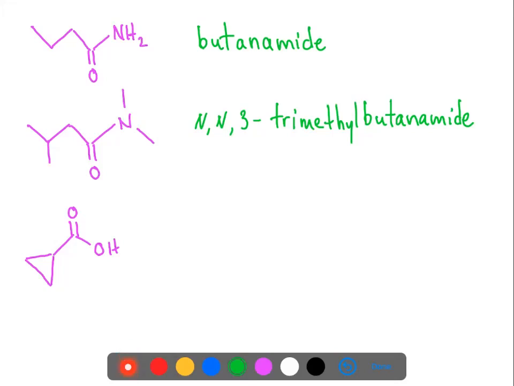Now let's look at some examples where we have ring systems involved, and we have the functional groups of the carboxylic acid derivatives and carboxylic acids directly attached to those ring systems. So for this one, as we saw previously, we would name the ring cyclopropane carboxylic acid. So it's all one word, cyclopropane carboxylic acid.